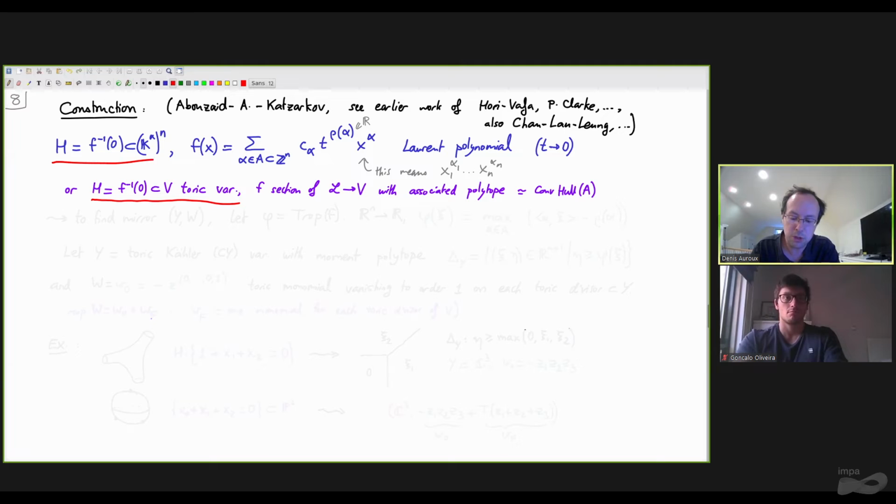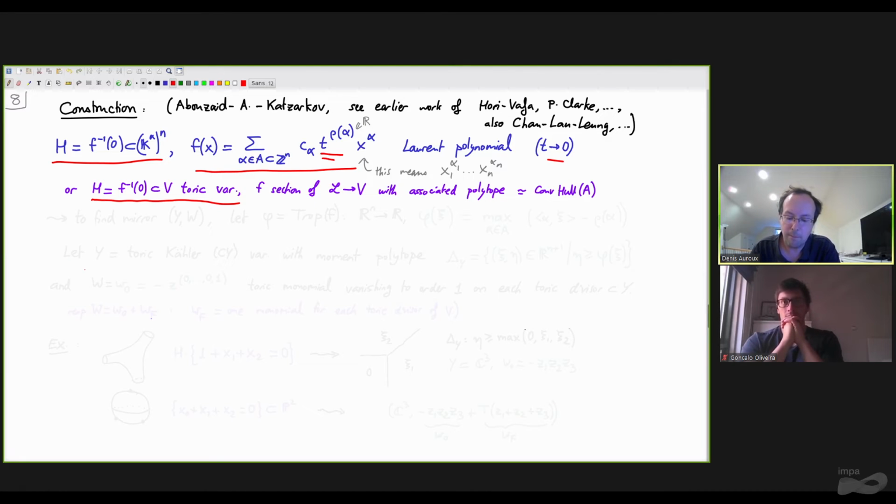So if I have a hypersurface in C star to the n, or more accurately, I should be working over a non-Archimedean field, but let's not worry about that. Defined by some Laurent polynomial in which I make the coefficients degenerate. So this is where non-Archimedean is actually better, but I can think of those as complex numbers degenerating to 0.